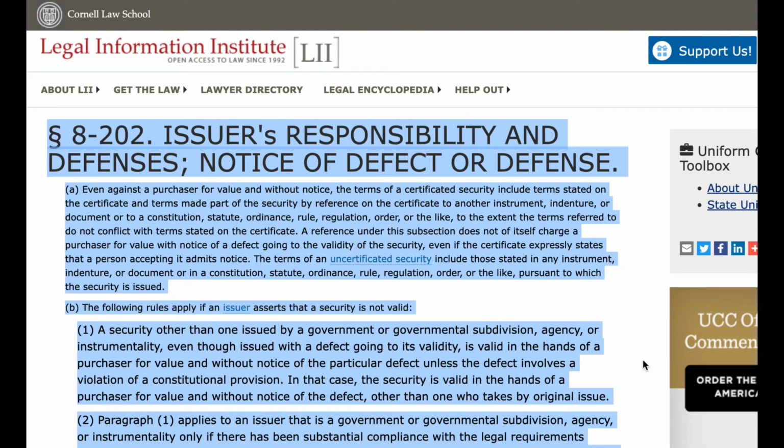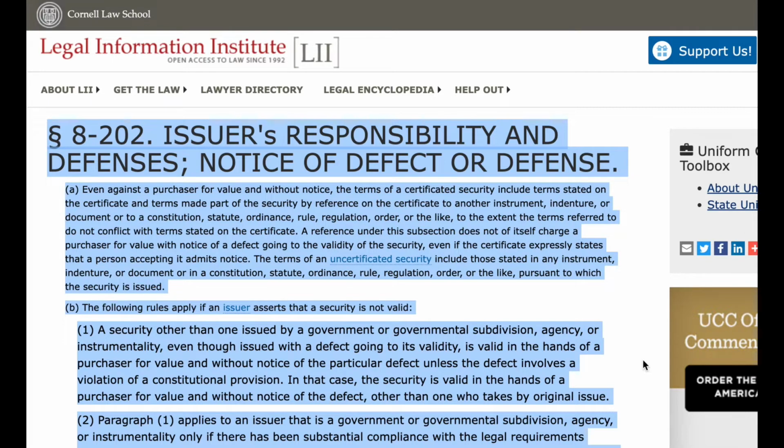Paragraph 202. Issuer's responsibility and defenses. Notice of defect or defense. A. Even against a purchaser for value and without notice, the terms of a certificated security include terms stated on the certificate and terms made part of the security by reference on the certificate to another instrument, indenture, or document or to a constitution, statute, ordinance, rule, regulation, order, or the like, to the extent the terms referred to do not conflict with terms stated on the certificate.